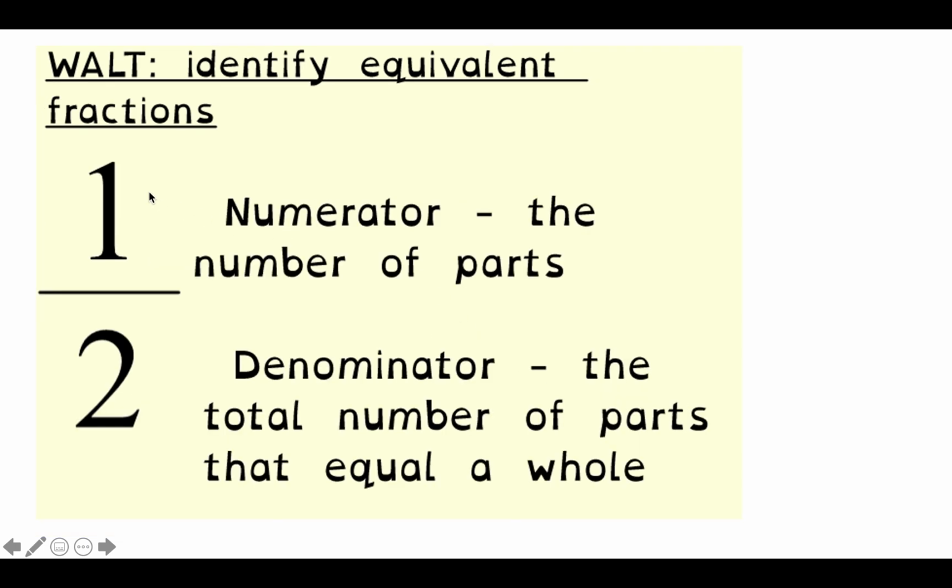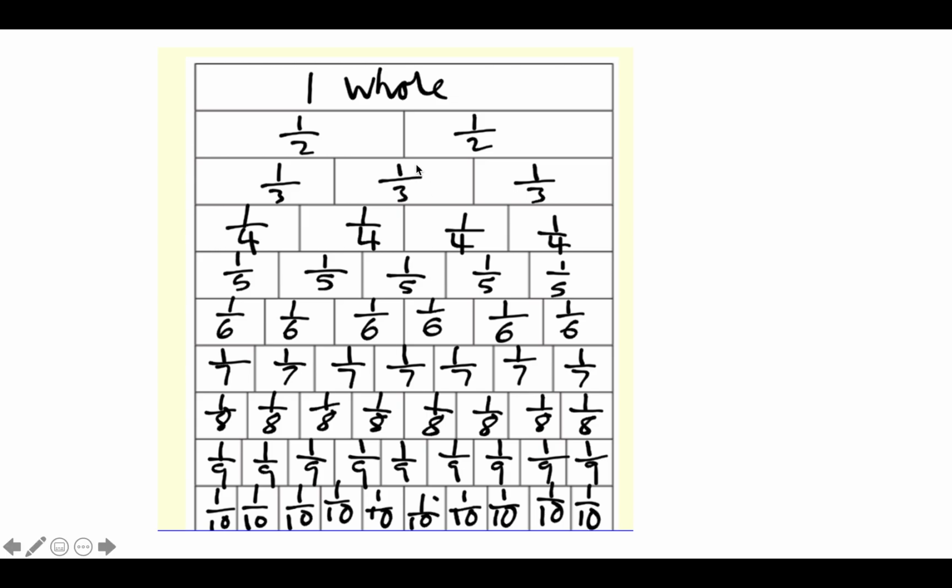So here we go. The numerator is the top number and it's the number of parts, and then the denominator is the total number of parts that equals the whole. Okay? You need to make sure you remember that. So maybe pause the video and say it aloud. Right, so here is my fraction wall. I've got my whole is equal to 2 halves, is equal to 3 thirds, is equal to 4 quarters, and so on. Okay, and it goes all the way down to tenths.